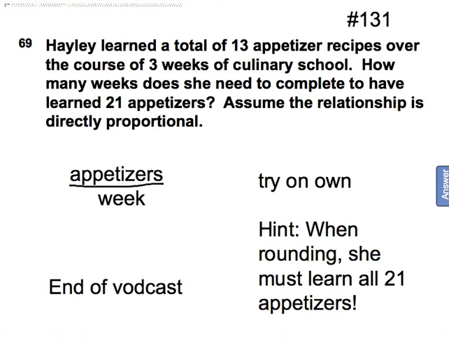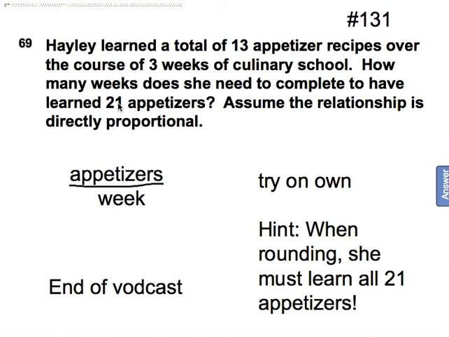So you're going to try this one on your own, but I'll get you started. Haley learned a total of 13 appetizer recipes over 3 weeks of culinary school. How many weeks does she need to complete to have learned 21 appetizers? So you're comparing appetizers to weeks, and first you need to solve for how many weeks to learn 21 appetizers. If you get a decimal answer, well, you could have part of a week, so you could figure it out that way. Or you could either round up or round down depending on what makes sense.